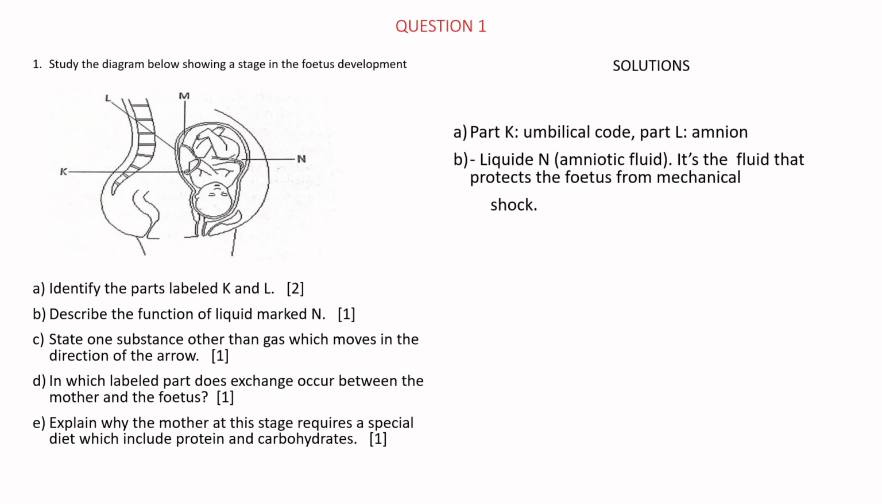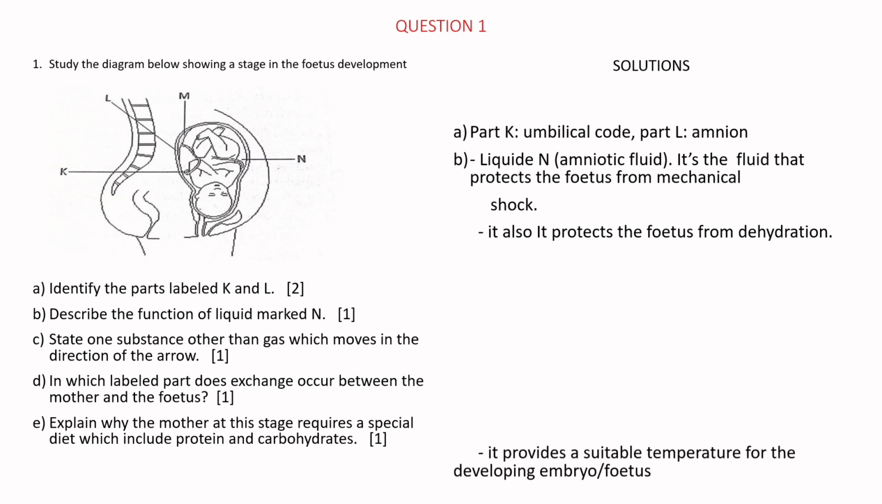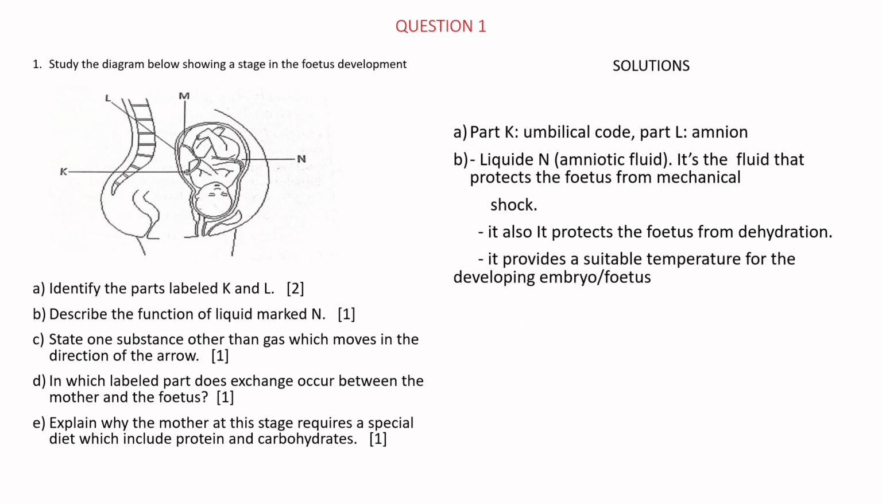Liquid N, which is also called the amniotic fluid, is the fluid that protects the fetus from mechanical shock. It also protects the fetus from dehydration. It also provides a suitable temperature for the developing embryo or fetus. We move to question C. State one substance other than gas which moves in the direction of the arrow.